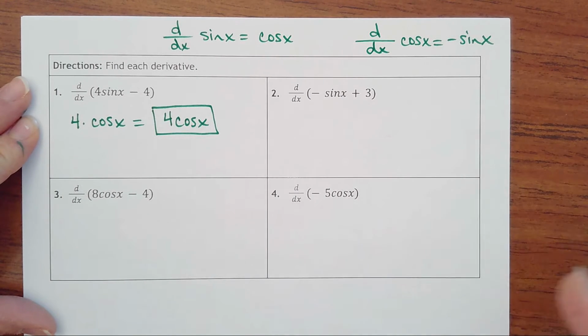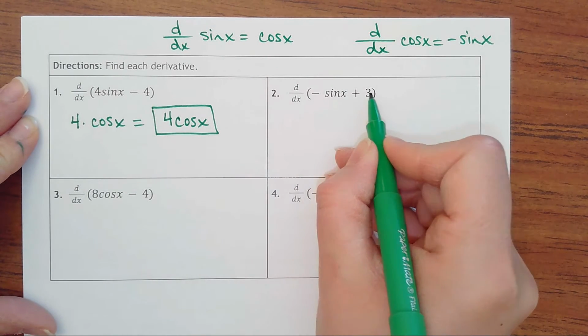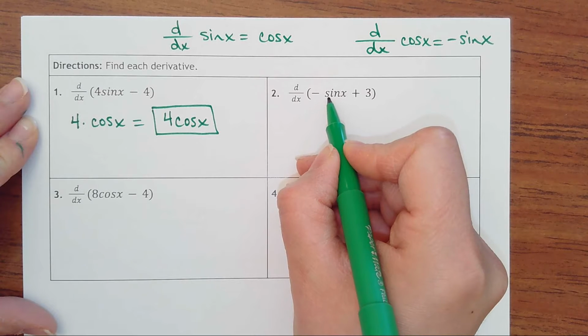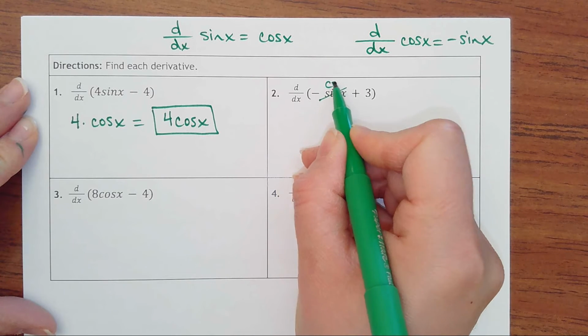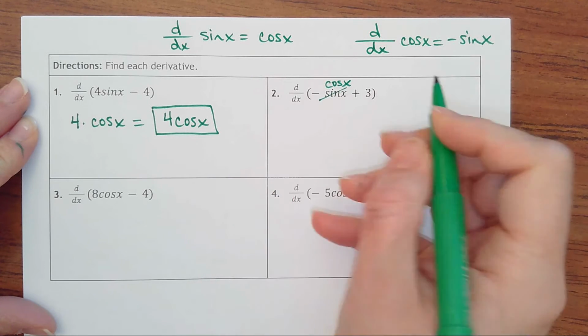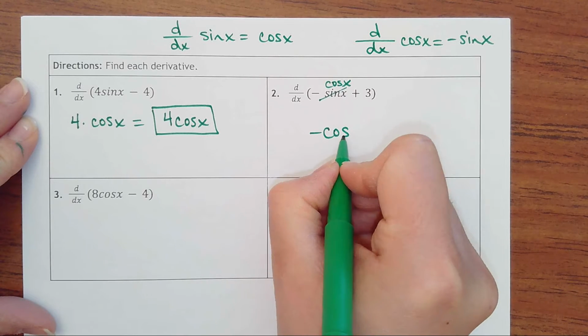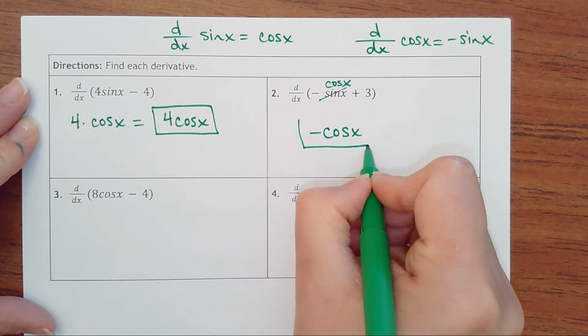Number 2, if I have a negative sine of x plus 3, think about the derivative of sine is really cosine, but I'll have that times a negative. So I'll get negative cosine of x. The 3 will disappear.